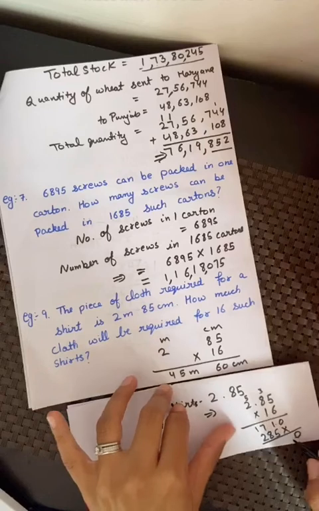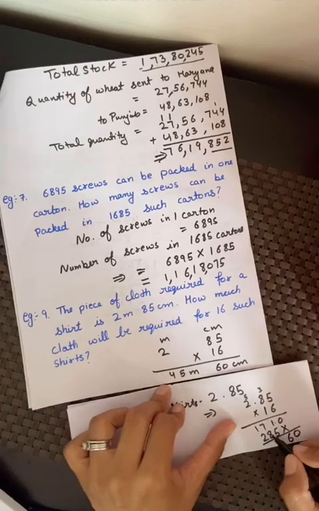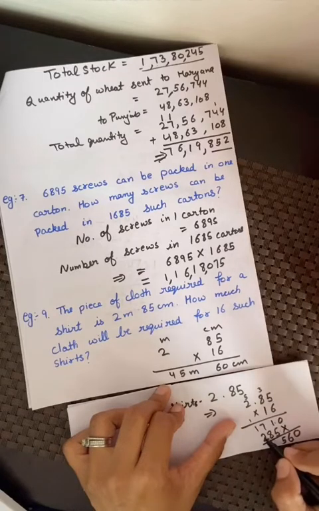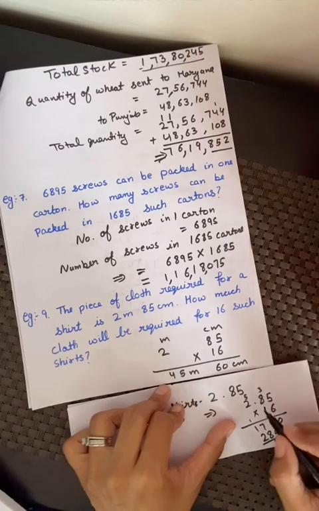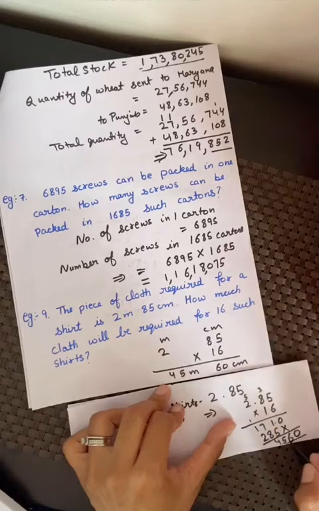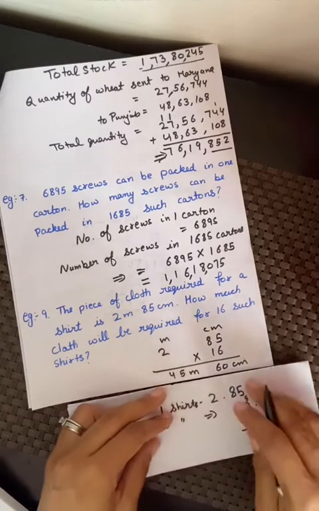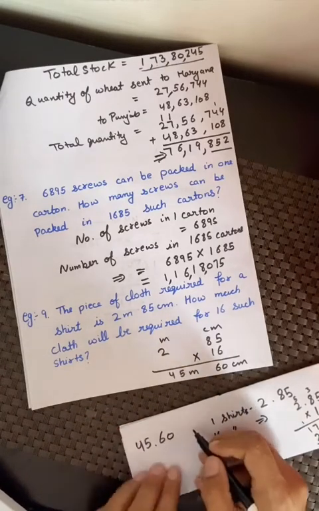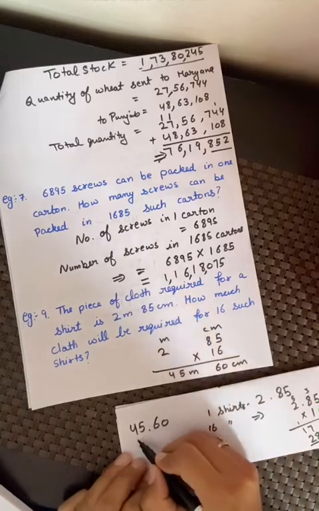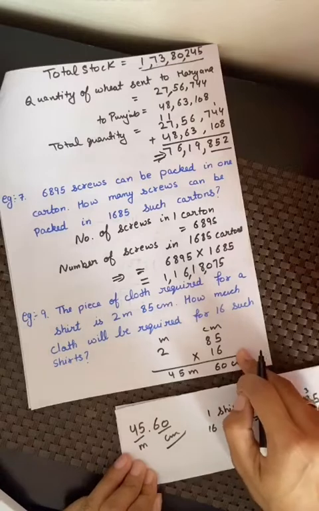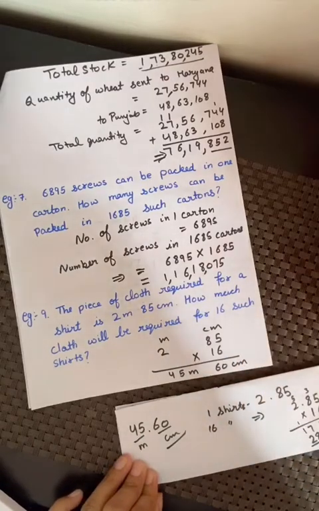0. 5 plus 1, 6. 7 plus 8, that is 15. 1 is carried over here. 2 plus 1, 3. 3 plus 1, 4. So let's apply our decimal. Our decimal is after 2 digits, 1, 2. Apply over here. So the total number we get is 45.60. So that means we require 45 meter and 60 centimeter of cloth for 16 shirts.